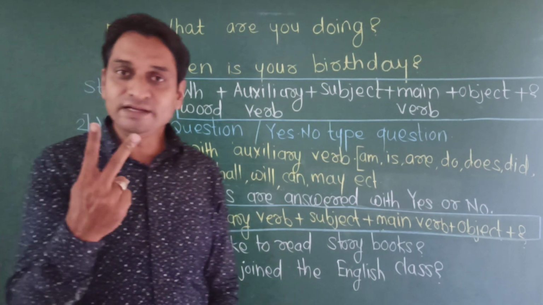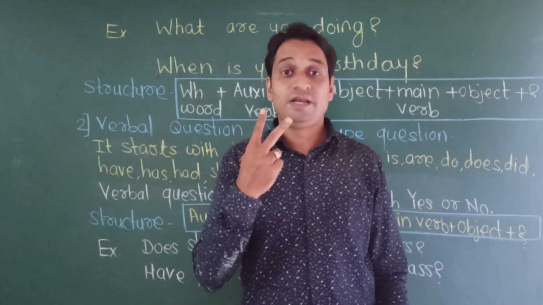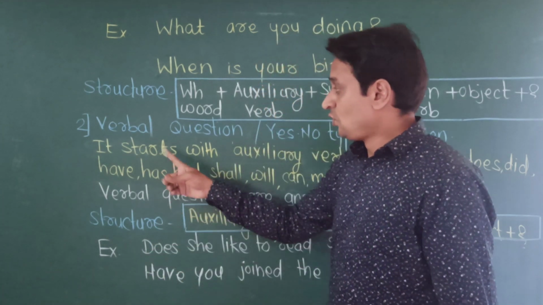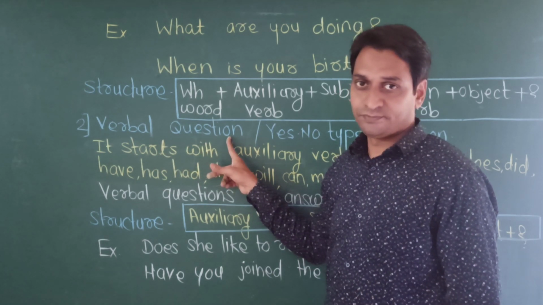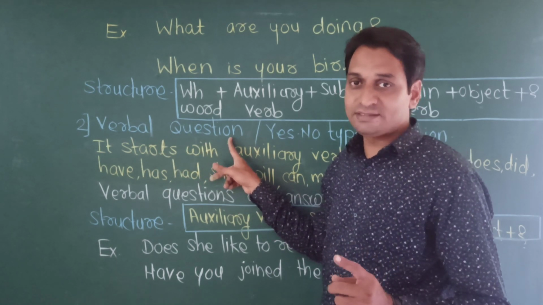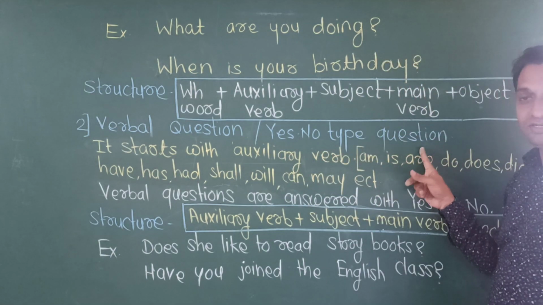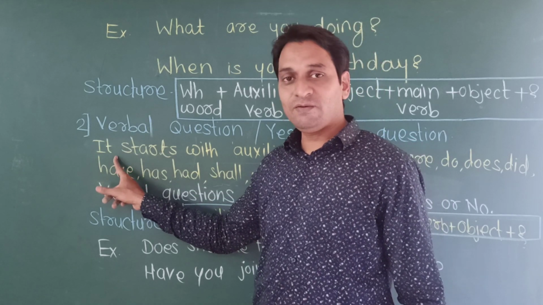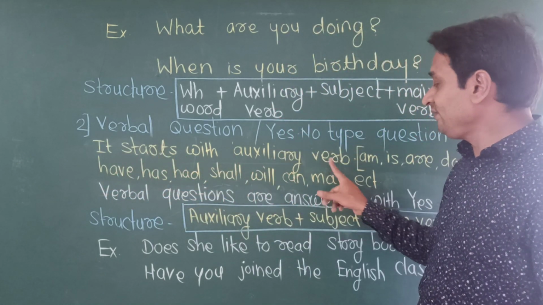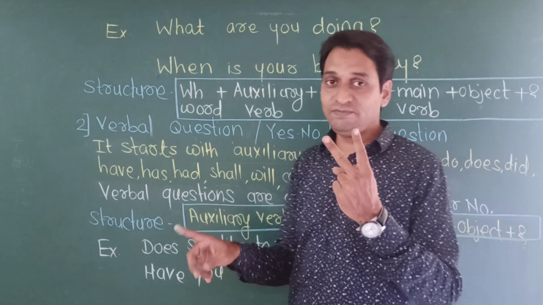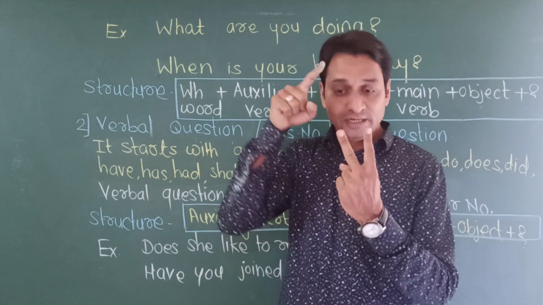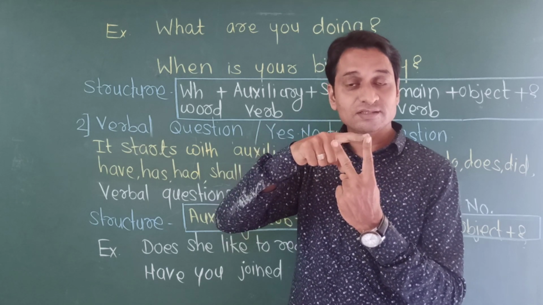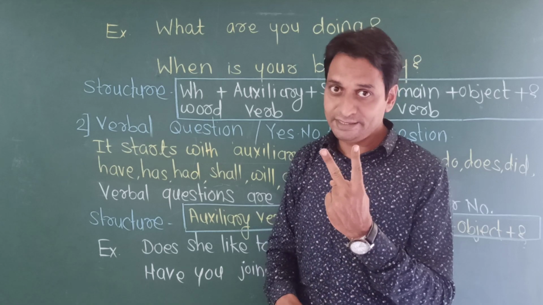Now let's see the second type of interrogative sentence, and that is verbal question. A verbal question is also known as a yes-no type question. Let's see what is meant by a verbal question. It starts with an auxiliary verb. Look at the difference between a WH question and a verbal question. A WH question starts with WH words. A verbal question starts with auxiliary verbs. Understand?